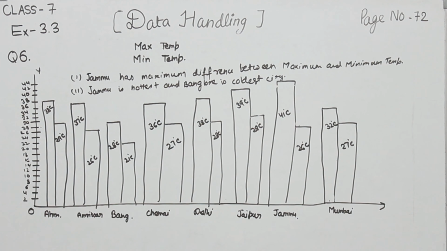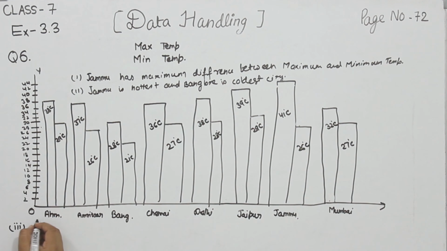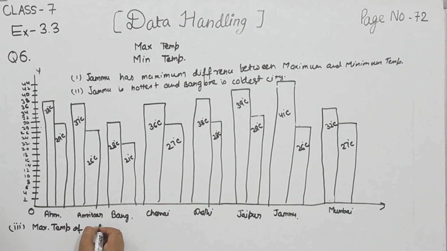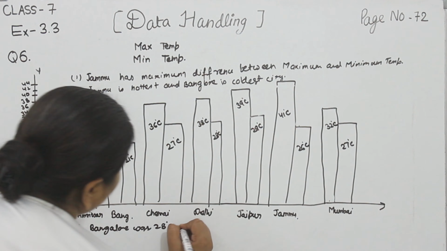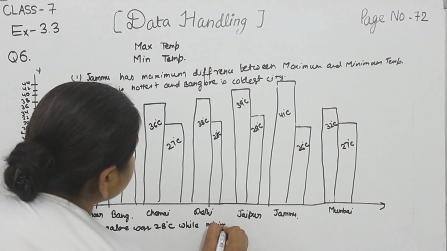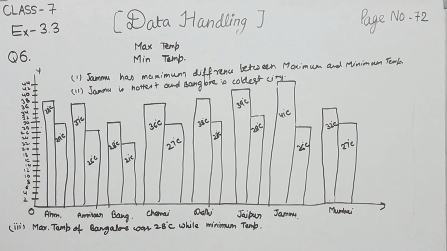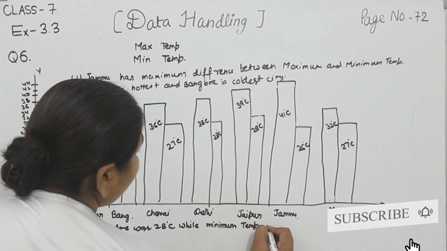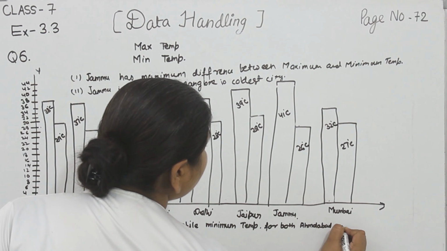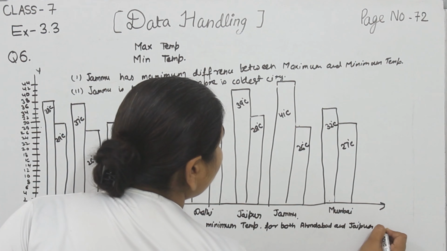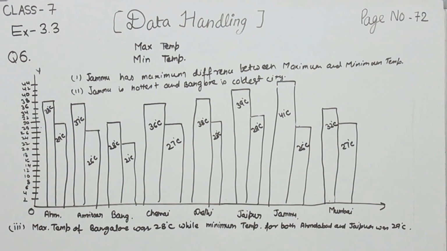So I'm going to write the statement for part 3. The maximum temperature of Bangalore was 28 degrees Celsius, while the minimum temperature of both Ahmedabad and Jaipur was 29 degrees Celsius. So this is part 3.